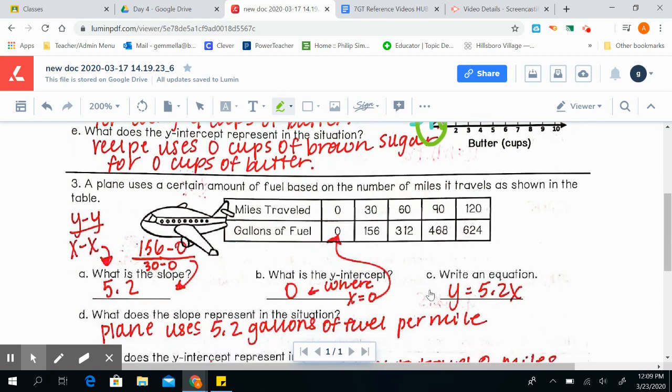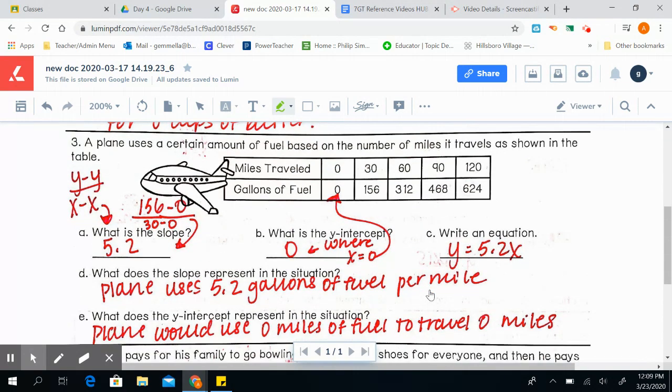All right, question 3. A plane uses a certain amount of fuel based on the number of miles it travels, as shown in the table. So when the plane travels 0 miles, obviously it's not going to use any fuel. If it travels 30 miles, it uses 156 gallons of fuel. That's how you read that table. So the slope is going to be the change in y. We could call gallons of fuel y and miles traveled x.